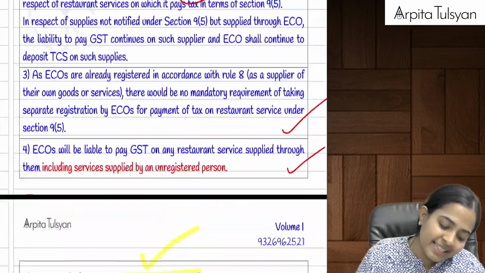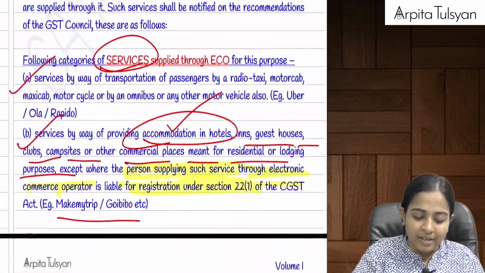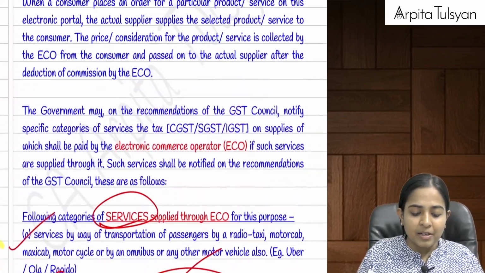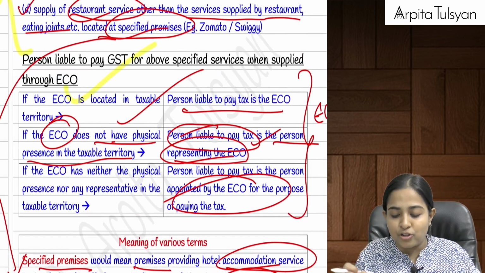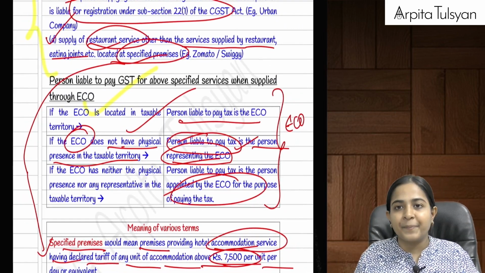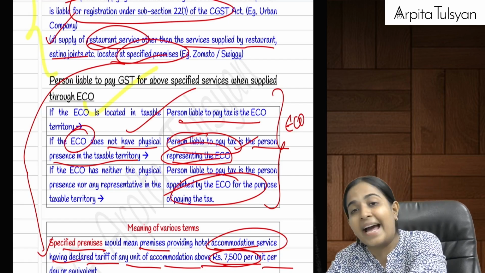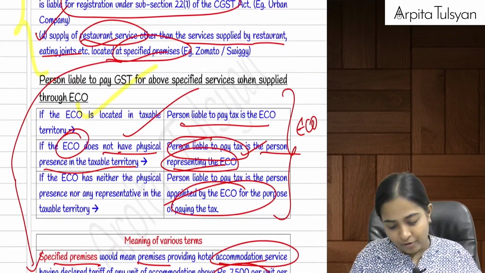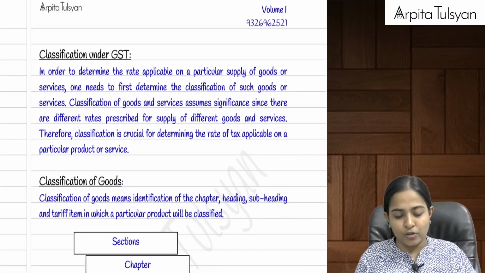Yes, so these were some clarifications that were given. Anyway, what you are required to remember here specifically is these 4 pointers and the person who is liable to pay the taxes in case of an e-commerce operator. This needs to be remembered specifically. Are you clear till here? Yes, this was all about your section number 9(5), that is your e-commerce operator. 9(3), 9(4) reverse charge mechanism we have already completed, and 9(5) about e-commerce operator we have also completed.